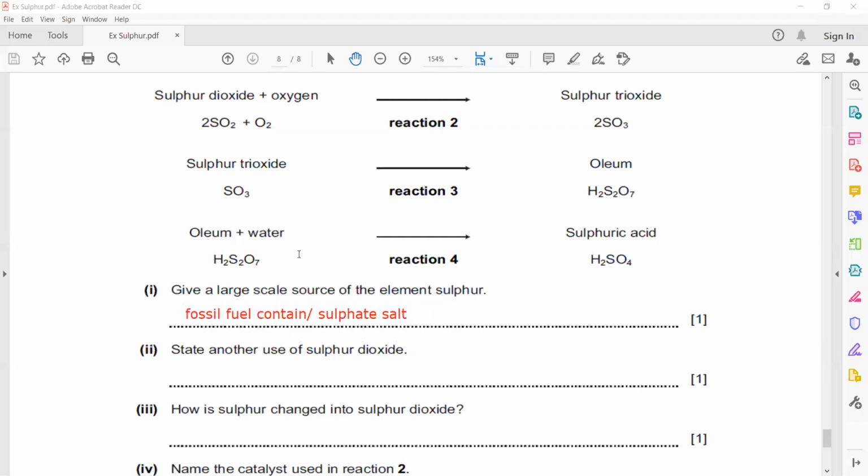State another use of sulfur dioxide. One of the uses is to prepare sulfuric acid. Then what else can be used, or what is another use? So it is used to bleach wooden pulp, or you can also mention to kill bacteria. How is sulfur changed into sulfur dioxide? So how do we convert sulfur into sulfur dioxide? Basically sulfur is burned in air to produce sulfur dioxide, because sulfur reacts with oxygen to give sulfur dioxide.